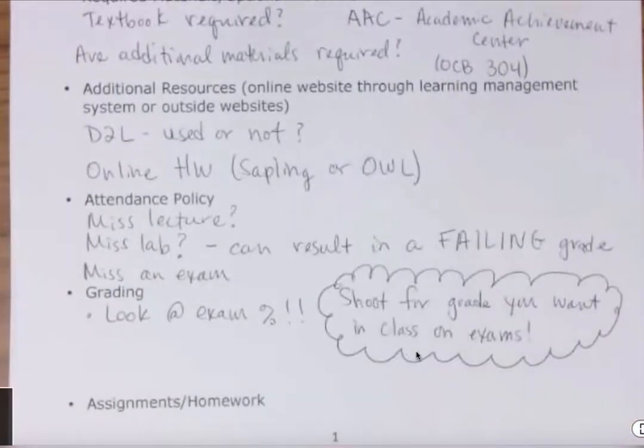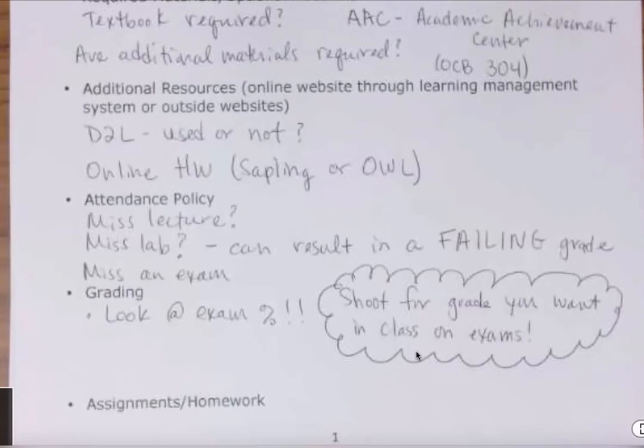Okay. So if you want an A in the course, you really need to shoot for an A on exams because they make up the majority of your course grade. If you're okay with a B, if you're okay with a C, then that's what you need to shoot for on your exams. It's going to be very difficult to get an A in the course if you consistently get D's on your exams. After 1 D or 2 D's, it's going to be pretty challenging to get your grade up. So keep that in mind.